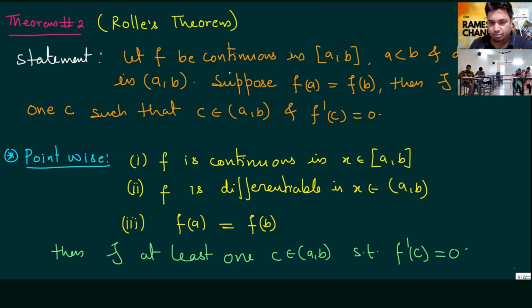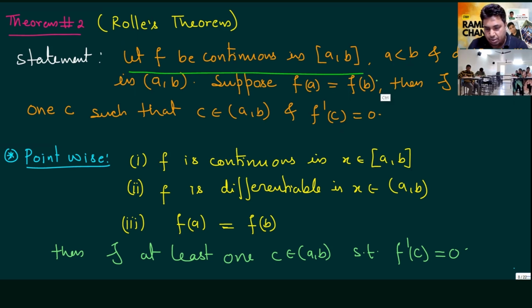Let's understand first what it is saying in actual. Let f be continuous in the closed interval a to b, meaning the function is continuous in the closed interval a to b. Obviously, we have written a first and b last, so a is less than b. Whenever we represent a closed interval from a to b, it means a is small and b is large. So a is less than b.